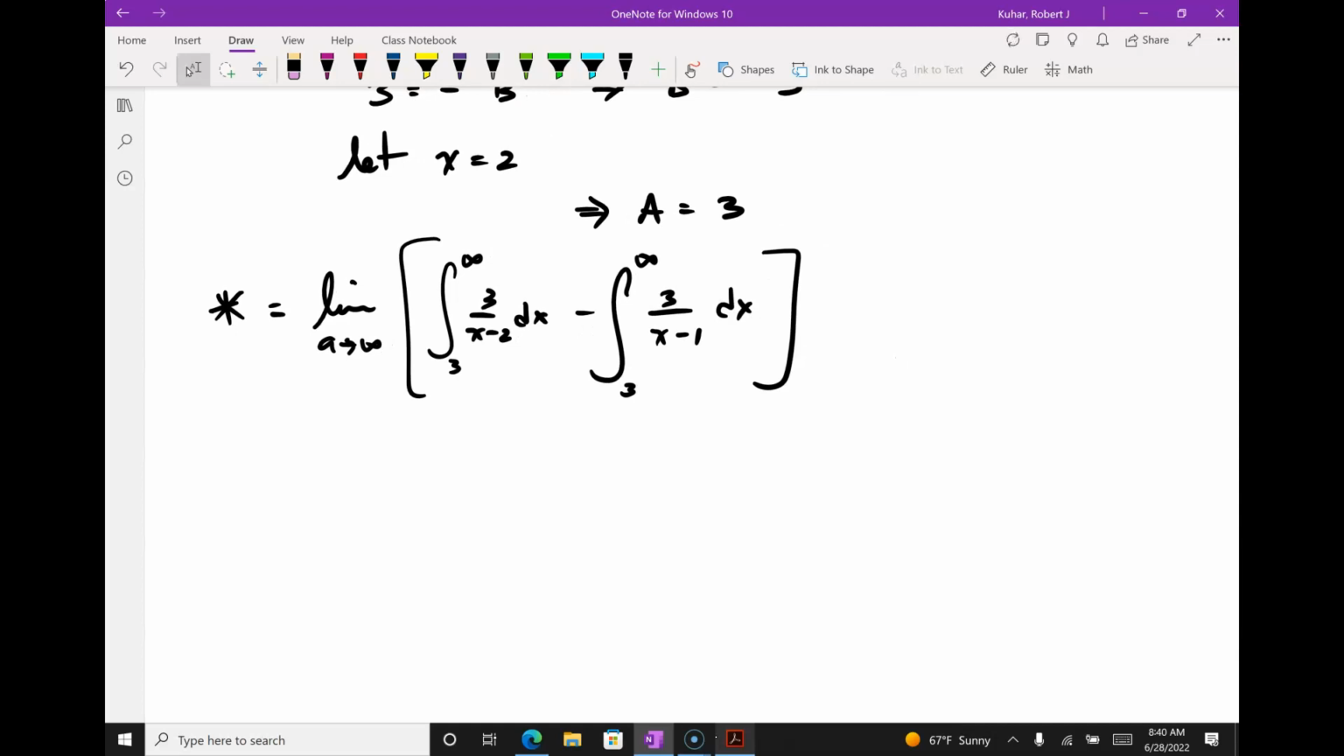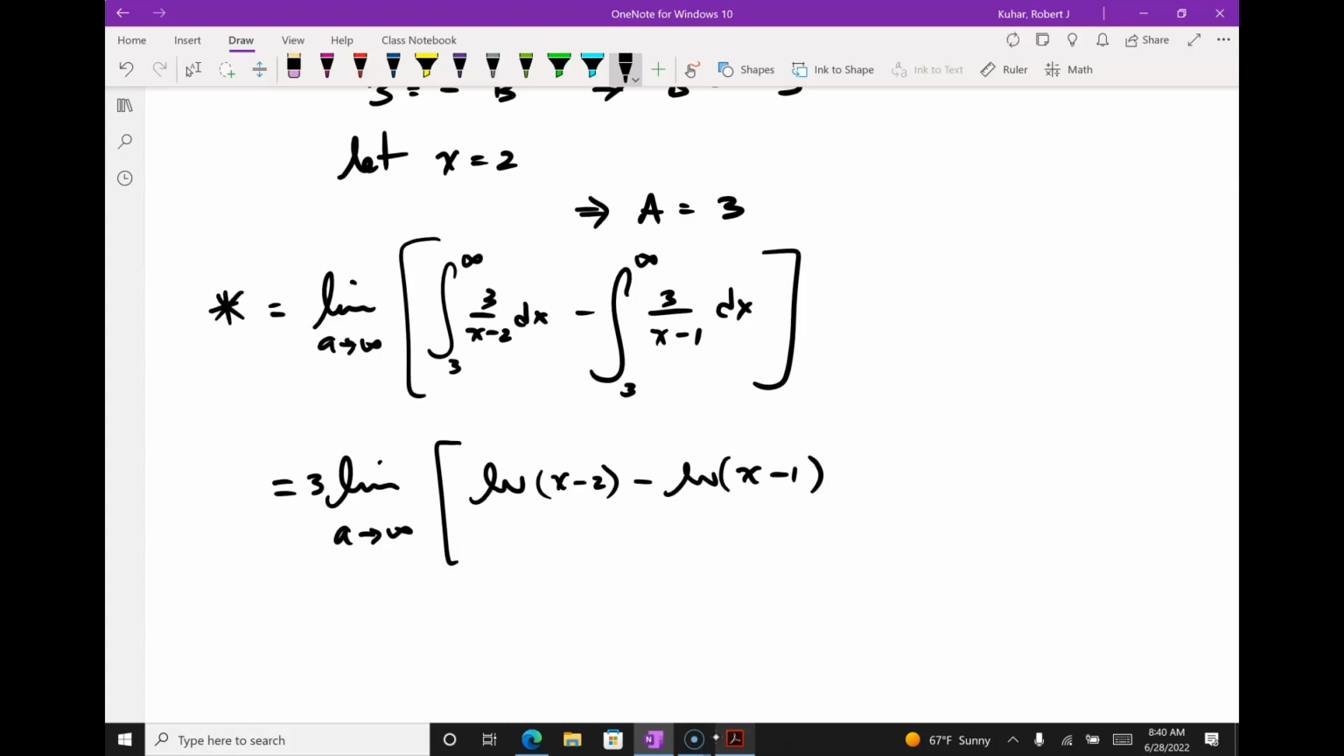Well, it's pretty clear that I just have an ln, a shifted ln, right? Everybody can see a 1 over x there, but it's shifted to the right by 2 and then shifted to the right by 1. So I know it's still an ln problem, right? So I can factor out that 3, and I could just be looking at the ln of x minus 2, I don't need absolute value, minus the ln of x minus 1. Because remember, my x's are starting at 3.